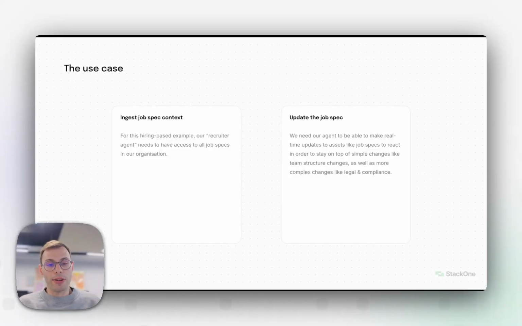Then secondly, our agent is not only going to ingest this context, but it's also going to make updates in these underlying policies for us. This could be to respond to changes in our organizational structure, or to respond to changes in legal language which we need to reflect in public-facing documents.